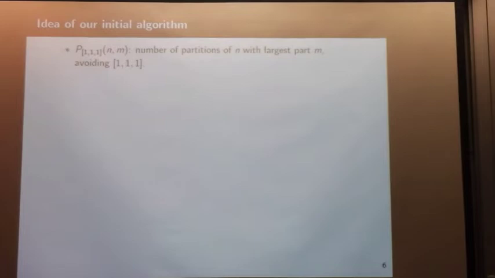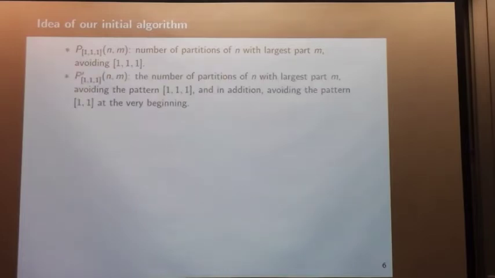Okay, so now with these notations, I can introduce our initial algorithm. We say this initial because we're later going to generalize this. So I'm going to use a simple example to illustrate this algorithm. All right, so let P111(m, n) be the number of partitions of n with largest part m avoiding 111.